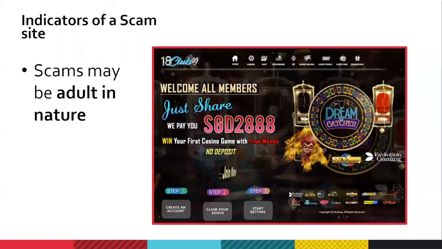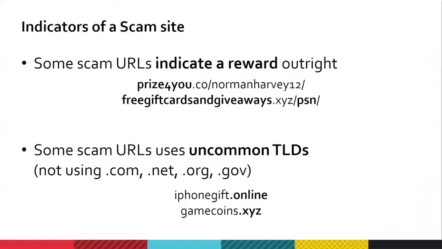And then for scam URLs, they indicate a reward outright. Scammers want you to know that what you've stumbled upon is actually a free giveaway website. You can see in the first two examples over there, priceforyou.co and free gift cards and giveaways.xyz. These are what we call domain names, or at least the name of the website itself. And you can see just by their domain name, they're already indicating that they want you to give a prize. They want you to give free gift cards and giveaways and such.